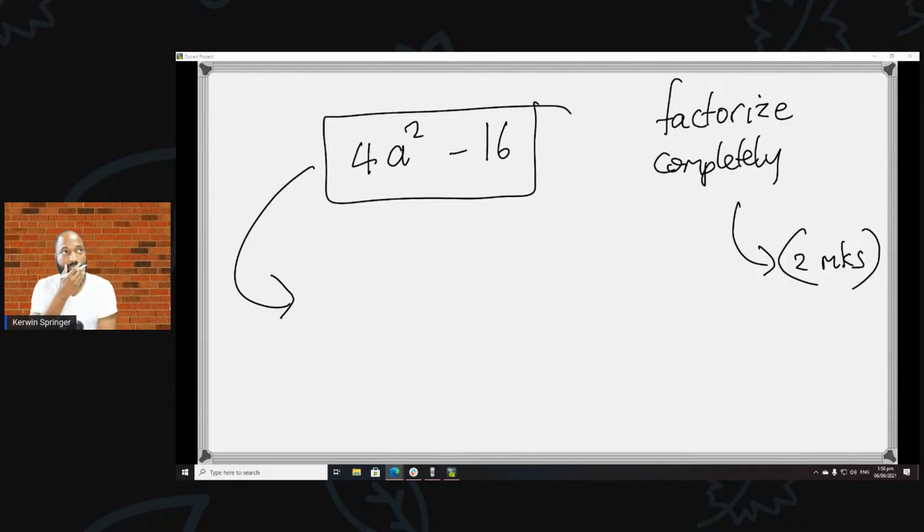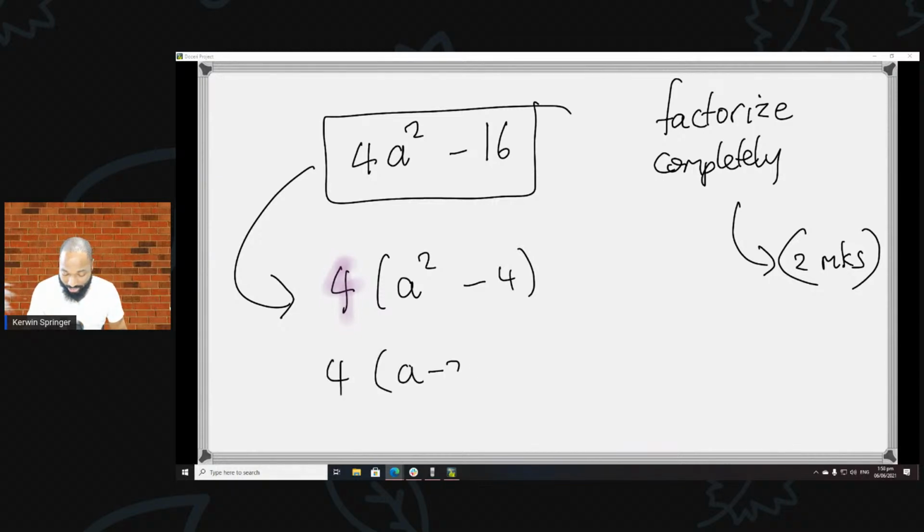4a squared minus 16. What I'm saying, sorry for getting distracted. Another factor could come out even before we begin to put down the work. We can actually take 4 out of this and get a squared minus 4. And this is still a difference of 2 squares. But lo and behold, we extracted a factor first. And now we realize that we'll get a minus 2 by a plus 2.